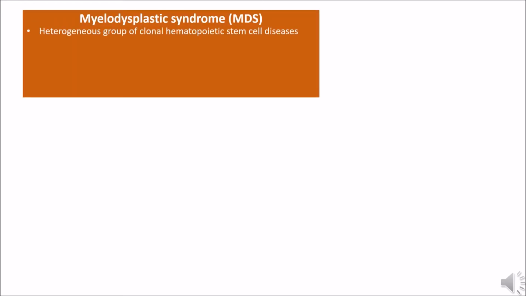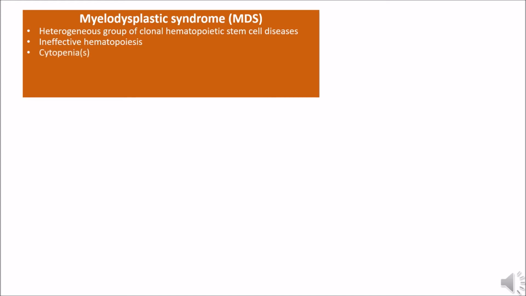MDS is a heterogeneous group of clonal hematopoietic stem cell diseases characterized by ineffective hematopoiesis. The key here is ineffective. Cells are actively proliferating, but incapable of normal differentiation and maturation, which results in hypercellularity and apoptosis in the marrow, and cytopenias in the periphery.